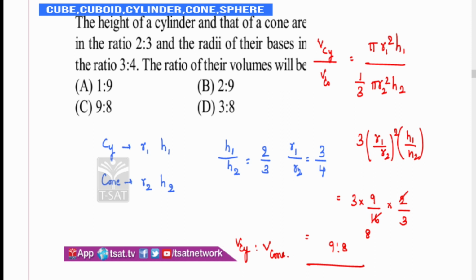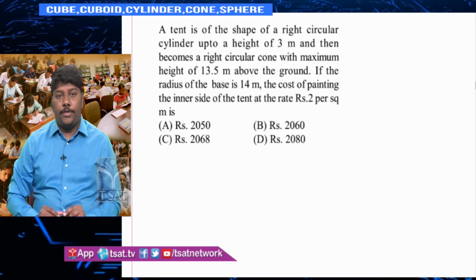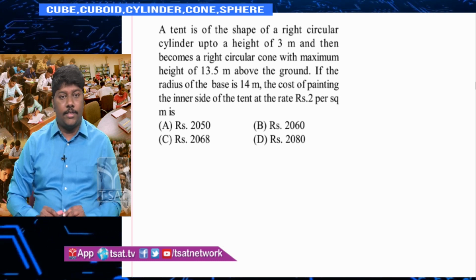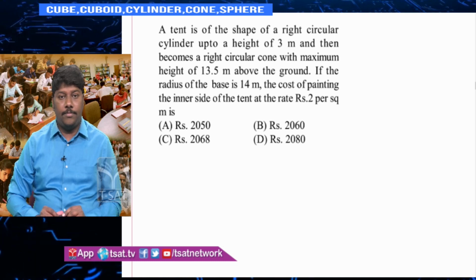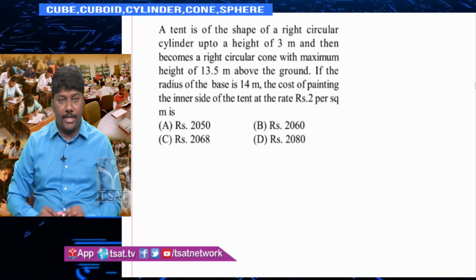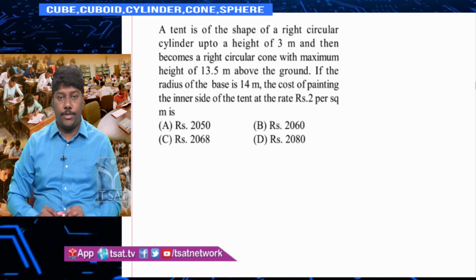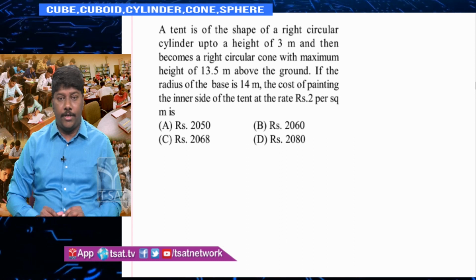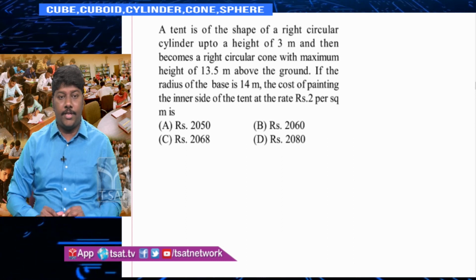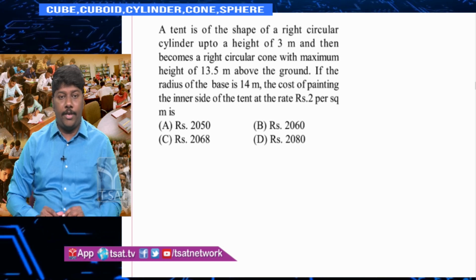Now look at the next one. A tent is of the shape of a right circular cylinder up to a height of 3 meters and then becomes a right circular cone with a maximum height of 13.5 meters above the ground. If the radius of the base is 14 meters, the cost of painting the inside of the tent is at a rate of 2 per square meter.